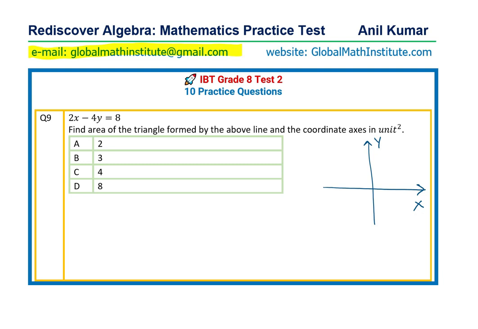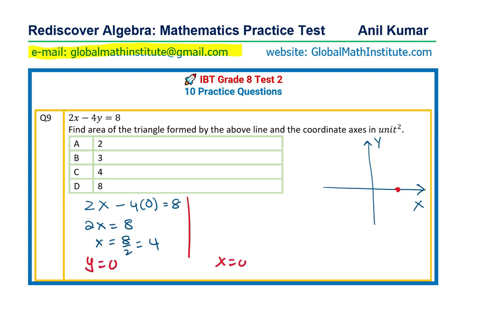On the x-axis the y value is 0. So on this equation find x when y is 0. So 4 times 0 is 0, and 2x equals 8, and x equals 8 over 2, which is 4. We get one value, 4, on the x-axis. This is called the x-intercept. Now, let's find the value on the y-axis by putting x equals 0. In the first case, we put y equals 0. Now we'll do x equals 0 to find the y-intercept. When x is 0, we get minus 4y equals 8 and y equals 8 over minus 4, which is minus 2.